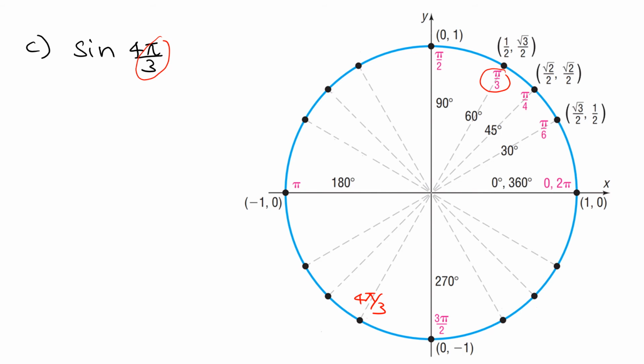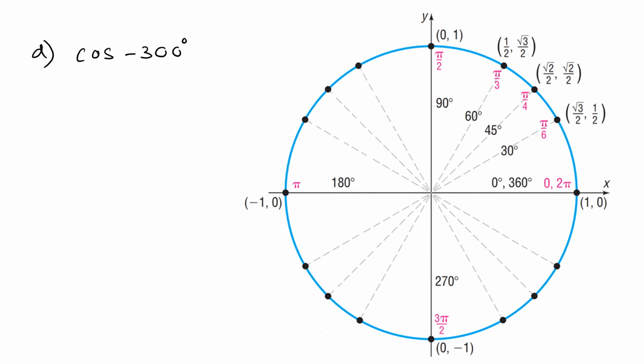And then what we can do is reflect across the origin. When you reflect across the origin, both change the sign. That means this is going to be negative 1/2 and also negative square root 3 over 2. We are looking for the sine. Sine means just the y coordinate, and we know the y coordinate is negative square root 3 over 2. So that is the exact value of sine 4 pi over 3.